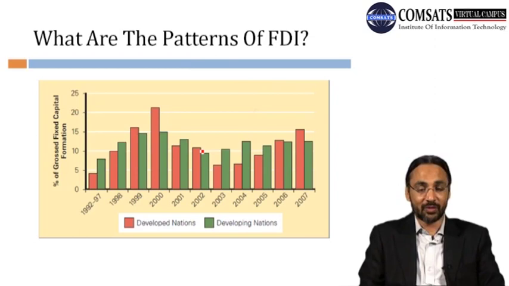We can see this in 1992 to 1998, and in 2001, 2003, 2004, 2005, 2006. In these years, the contribution of developing countries is higher in FDI of gross fixed capital as compared to developed countries. The significant difference is in the year 2000, where the contribution of developed countries is larger compared to the developing countries.